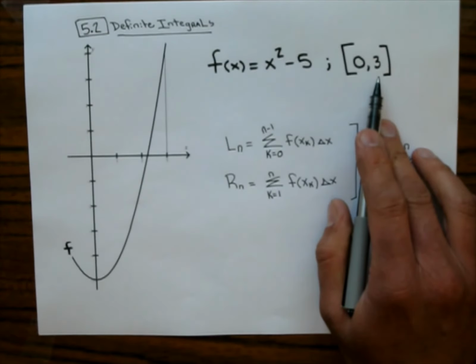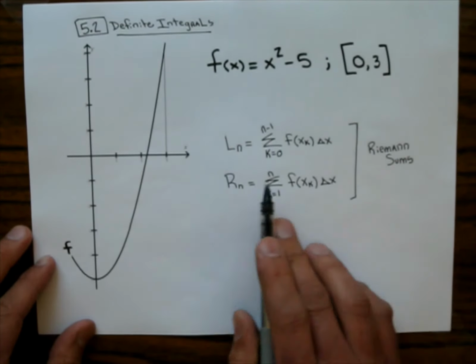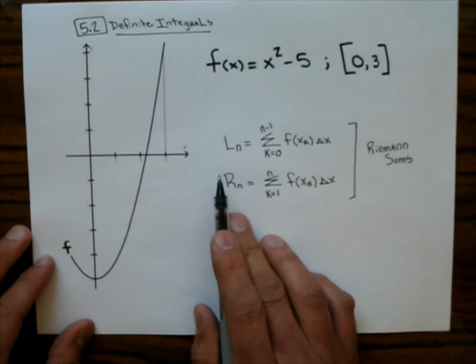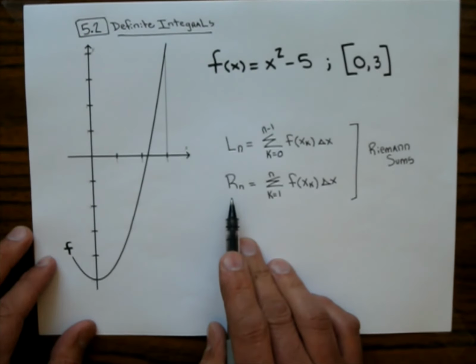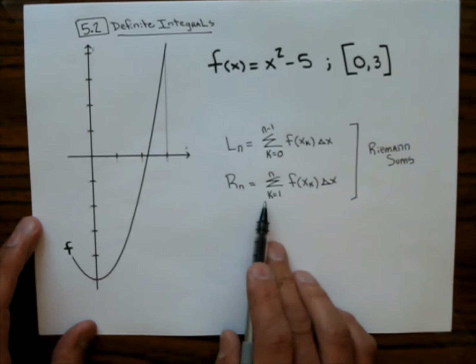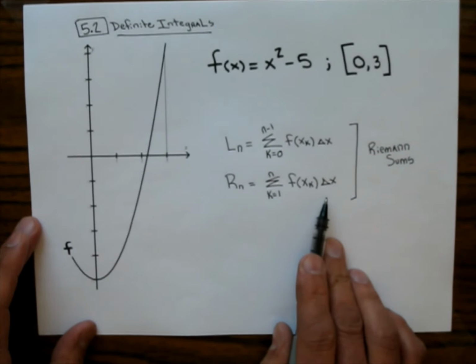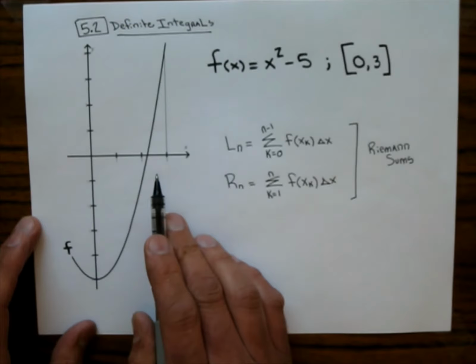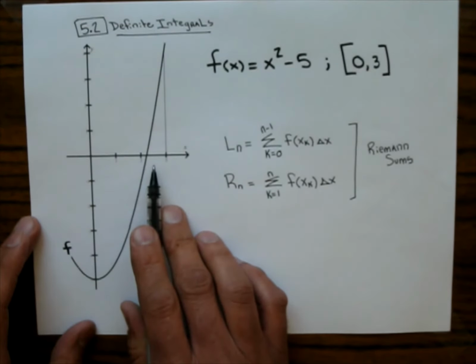And we've had these things called Riemann sums. This is the left Riemann sum. This is the right Riemann sum. We also had the midpoint Riemann sum. And this notation looks very intimidating. But all you are doing is adding up the areas of rectangles that you put under the curve. Okay, and they have their base on the x-axis.